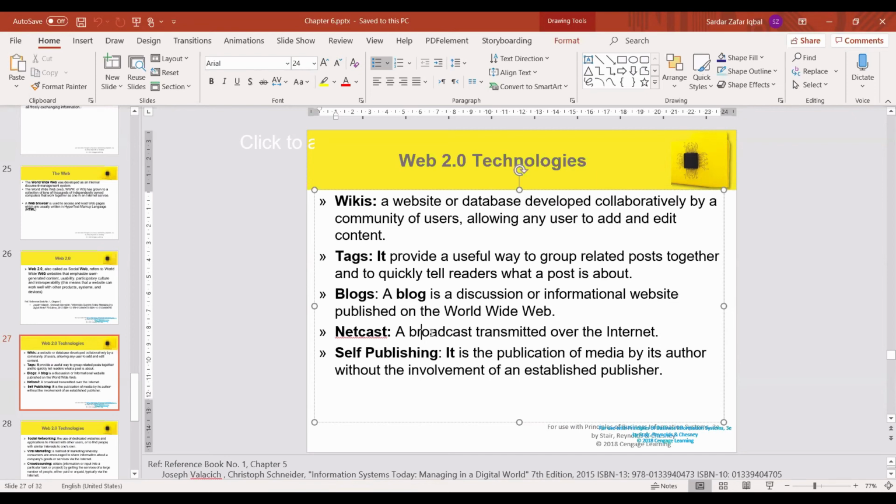Netcast, like on internet, a broadcast transmitted over the internet. The live show on internet, Facebook, on social media, on Instagram, you can go live there. Self-publishing, it is publication of media by its author without the involvement of an established publisher. So you can write and you can publish by your own on the website or over the internet.